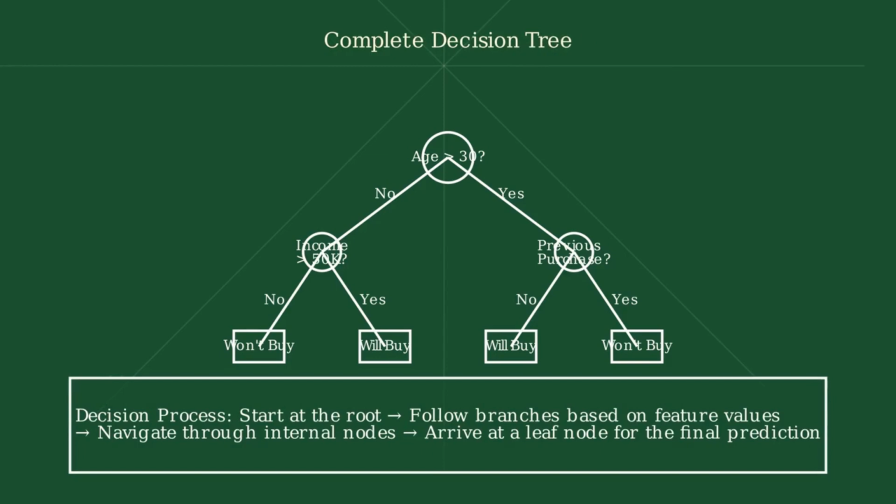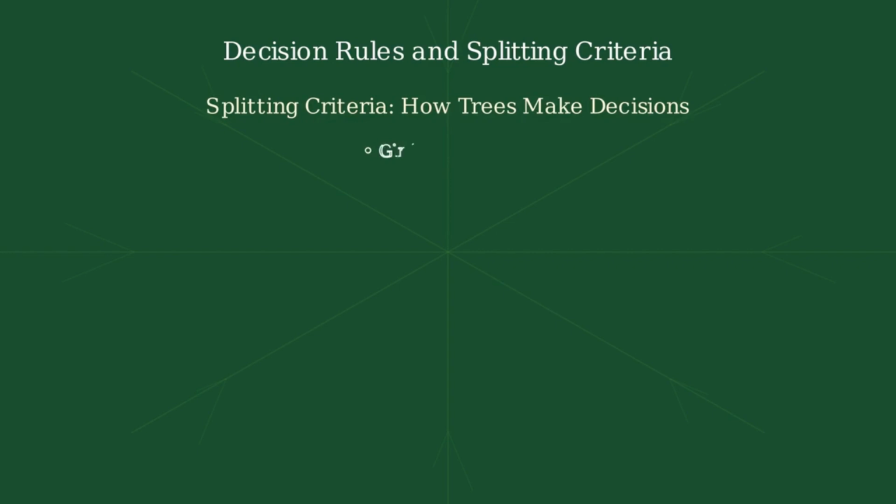The model makes predictions by traversing from the root node through internal nodes, along branches until reaching a leaf node. For example, if we have a customer under 30 with a high income, the model would predict they will buy the product. Decision trees make predictions by following a series of rules, but how do they decide which rules to create? Trees use mathematical criteria to determine the best feature to split on at each node.